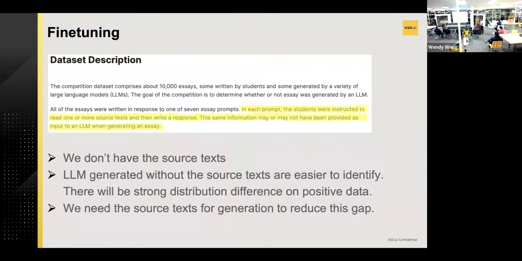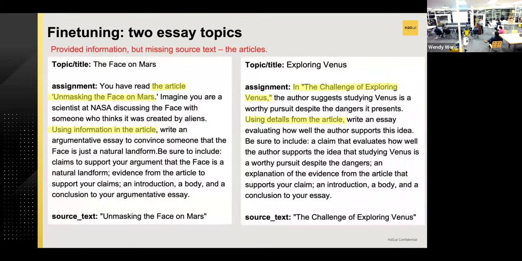But the problem is, those source texts or articles, we don't have access to them. At least we cannot freely get them from the internet. And the organizer did not provide them. So this could be an issue. Why?